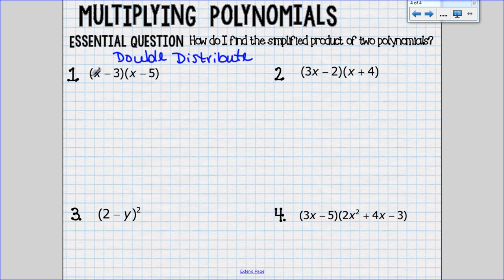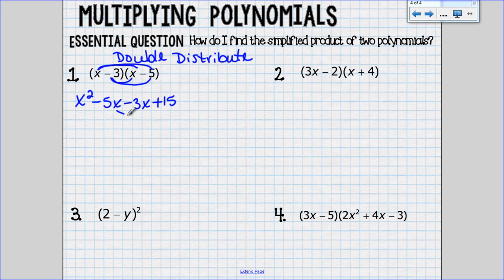And so here's how it works. When I double distribute, I take this x times this x, which makes x squared. And then I distribute this x to this negative 5, which makes negative 5x. So I've distributed once. I've distributed this x to both of these. Now I'm going to distribute this negative 3 to both. So I'm going to do negative 3 times x, which makes negative 3x. And then I'm going to do negative 3 times negative 5, which makes plus 15.